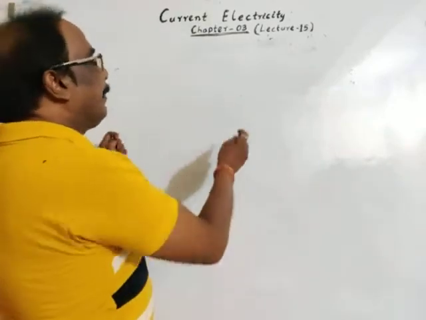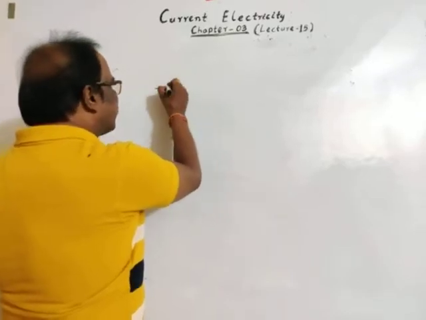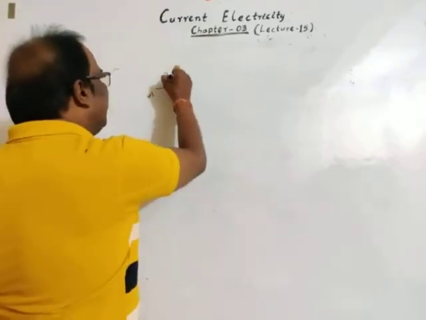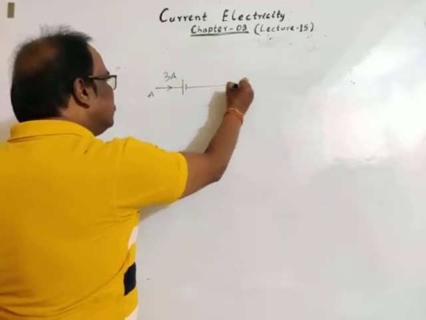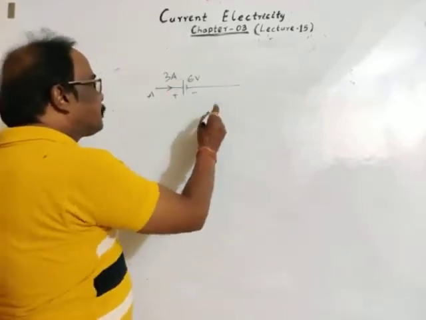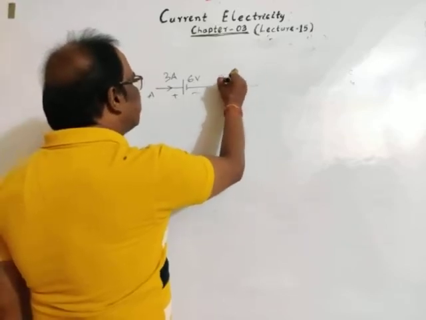Okay. Then this is a part of a circuit. Let the current flowing be 3 ampere. This is a cell. This is positive, negative. Let this EMF be 6 volt. Okay. This is a resistance. Let this be 2 ohm.